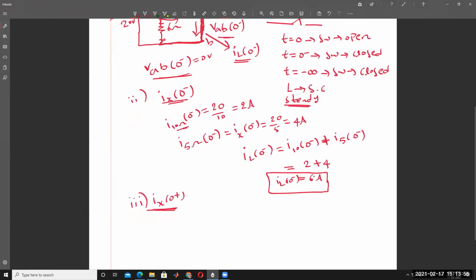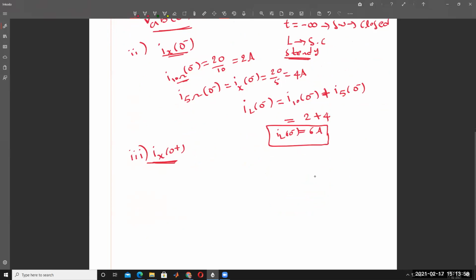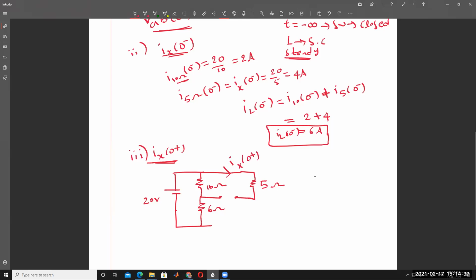So what is the circuit diagram for this? At T is equal to 0 plus, we have a 20 volt source, a 10 ohm resistor, and a 6 ohm resistor. But here the switch is open at T is equal to 0 plus, so here is the 5 ohm resistor. So this is Ix of 0 plus. It's clear.